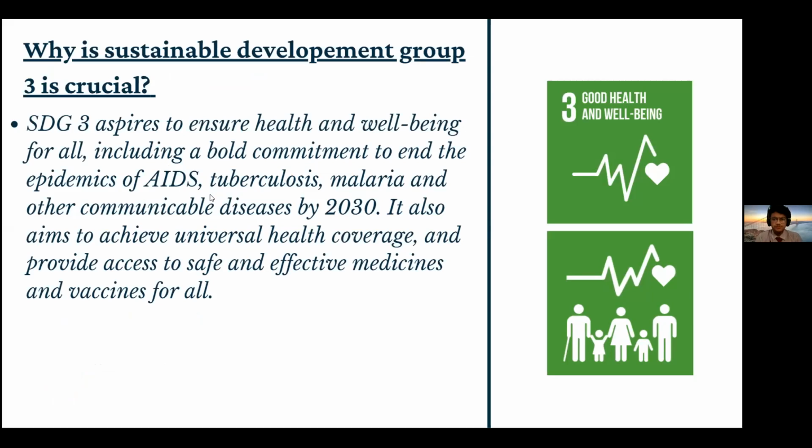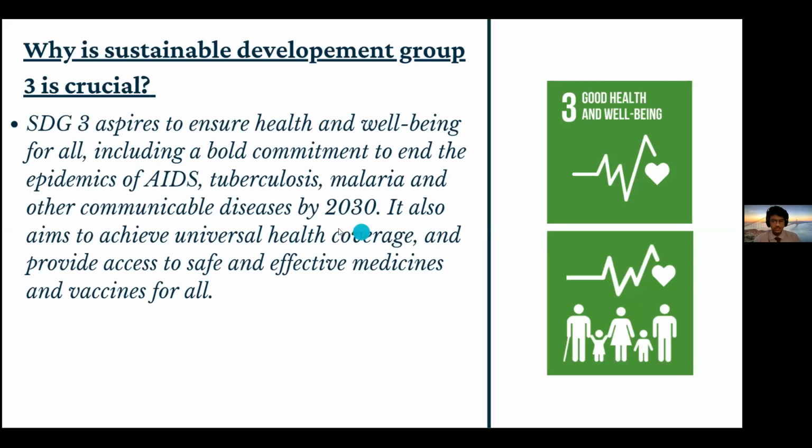The SDG aspires to ensure health and well-being for all, including a bold commitment to end the epidemics of AIDS, tuberculosis, malaria, and other communicable diseases by 2030. It also aims to achieve universal health coverage and provide access to safe and effective medicines and vaccines for all, as a very large part of the world doesn't have proper medical facilities, such as appropriate medicines and vaccines, and hospitals. And this SDG ensures that everyone gets basic medical needs.